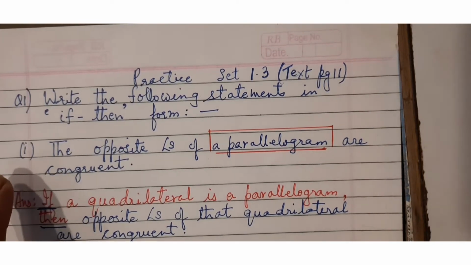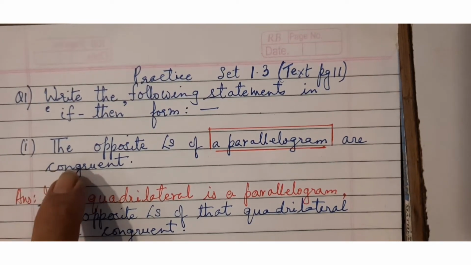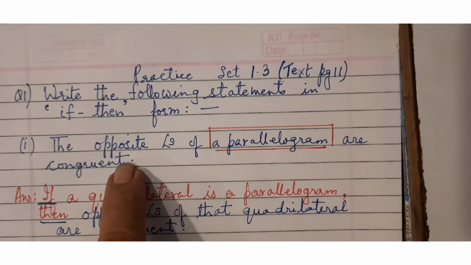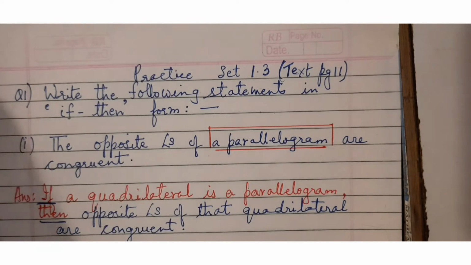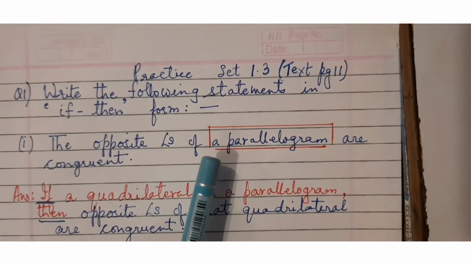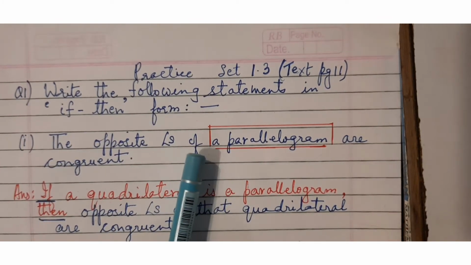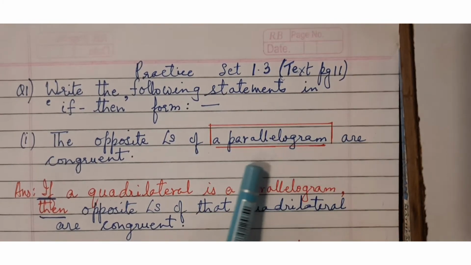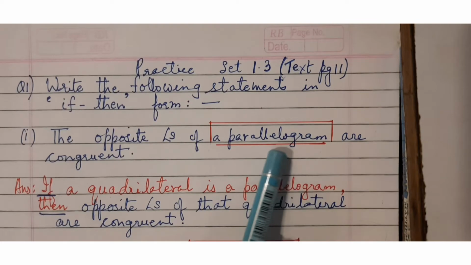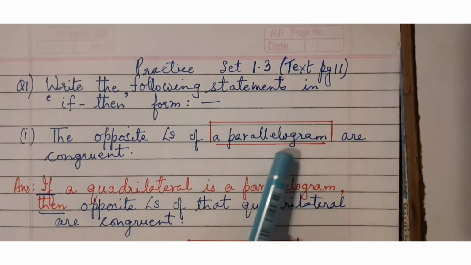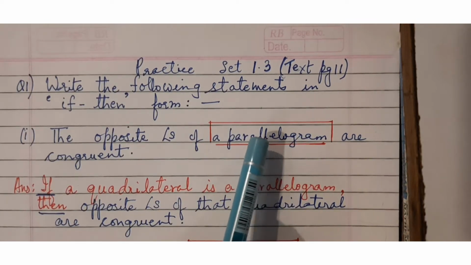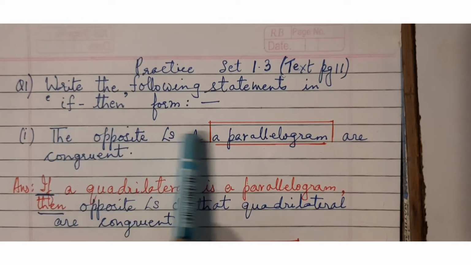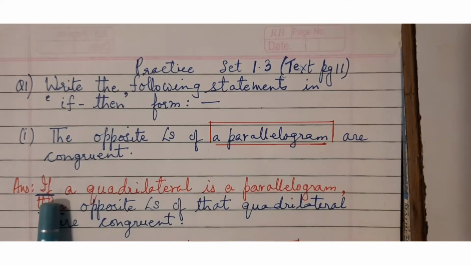Now the first part, the statement is the opposite angles of a parallelogram are congruent. Now if I want this answer in the if-then form, what will come in the if part? Only the name of this figure which is given in the center of this statement. That means in the if part we'll write only if the quadrilateral is a parallelogram. Then part will come this full sentence. The answer will be like this.